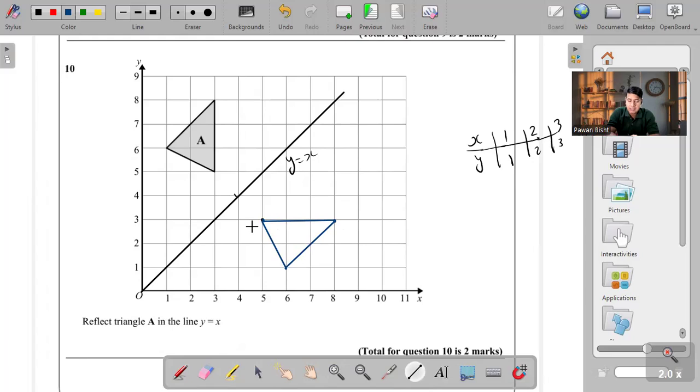Okay, understand? So I hope the reflection topic is clear to you, right? So this is the first topic of transformation which we have done. There are more videos coming on this topic: rotation, enlargement, and translation videos are coming.